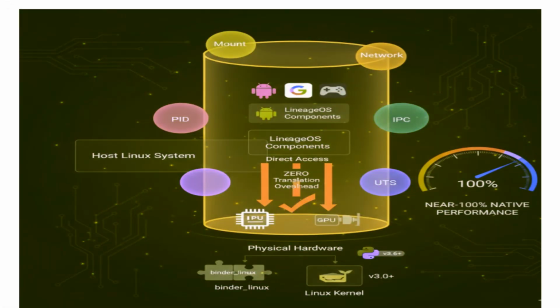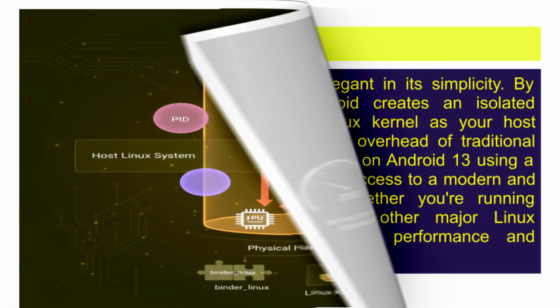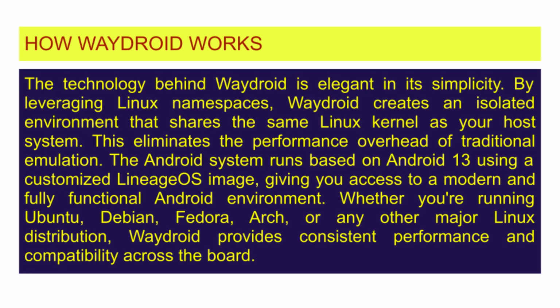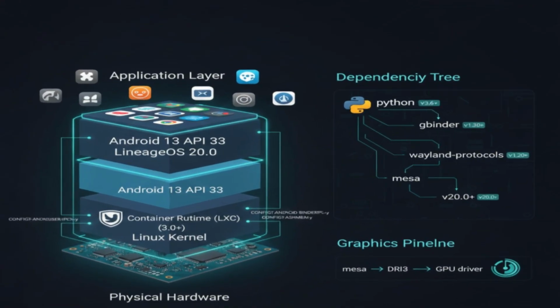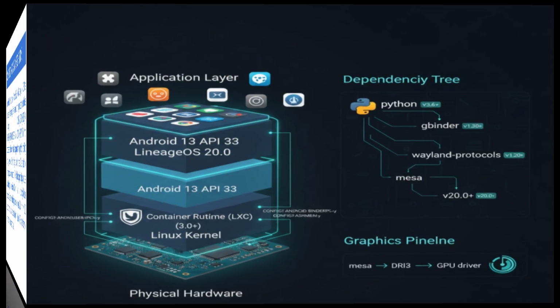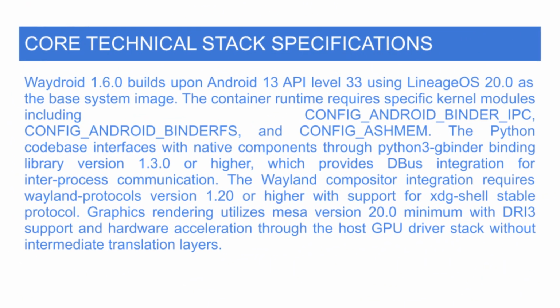The foundation of Android is built on Android 13, using a customized LineageOS image, which gives you a modern Android experience. Whether you're on Ubuntu, Debian, Fedora, Arch, or pretty much any major Linux distribution, Waydroid has you covered. The beauty of this approach is that you get the best of both worlds. Your favorite Android apps running seamlessly alongside your Linux applications without the performance hit you'd normally expect.